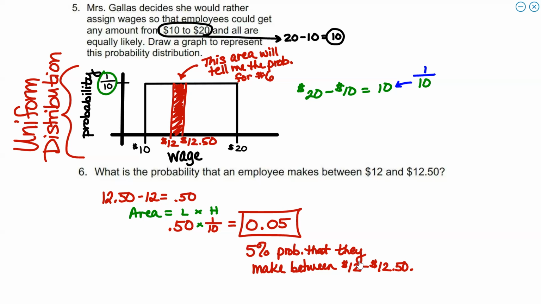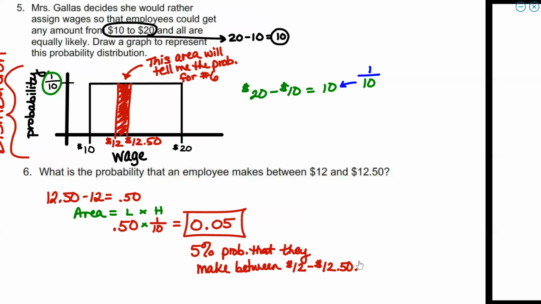What about in this uniform distribution? Could somebody make 12.36? What about 15.08? 15.09? 15.10? That's an example of continuous. We can take all the values in between.